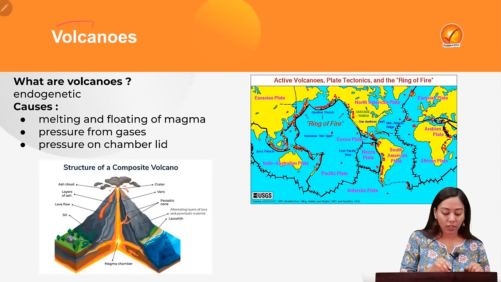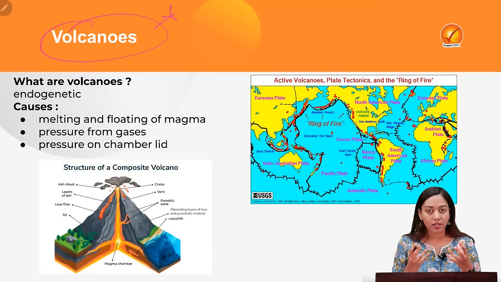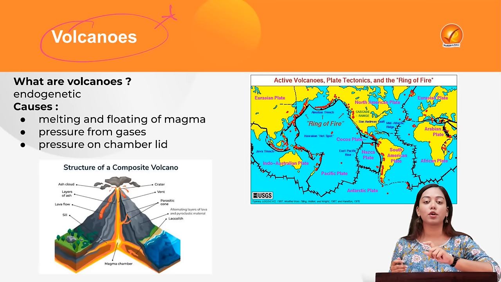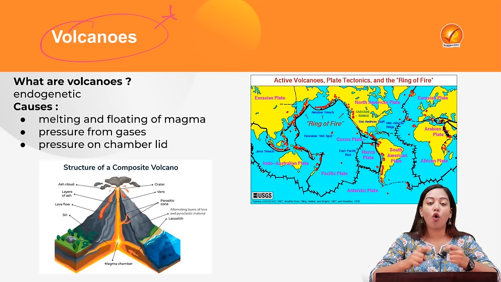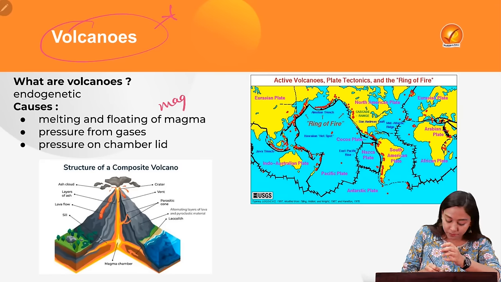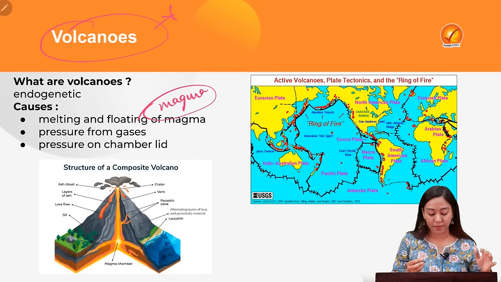So first of all, what are volcanoes? To understand volcanoes, please understand a process known as volcanism, which leads to the formation of volcanoes. Volcanoes are basically geomorphic structures resulting from volcanism. Volcanism is nothing but the eruption of solid, liquid and gaseous material from the magma, and this magma could comprise all the solid, liquid and gaseous material.